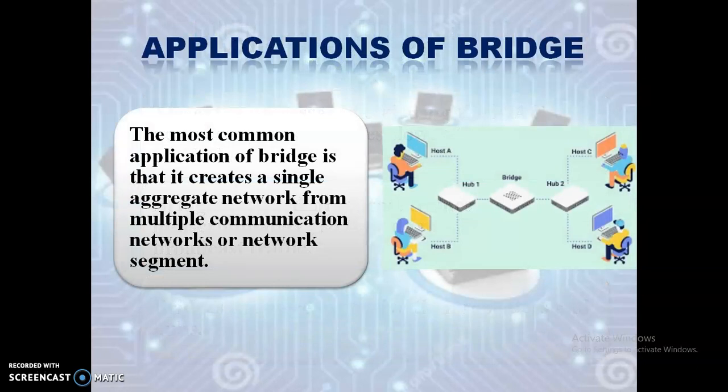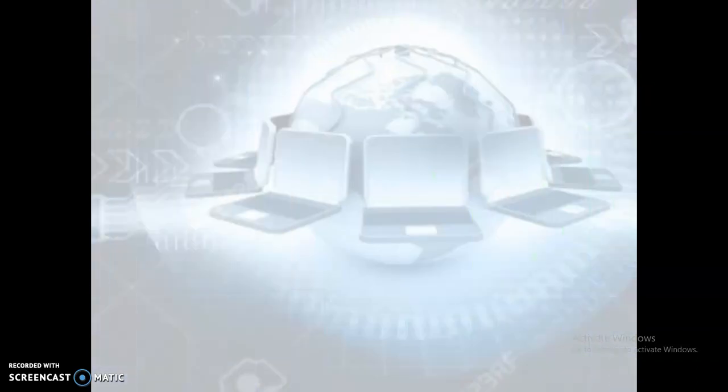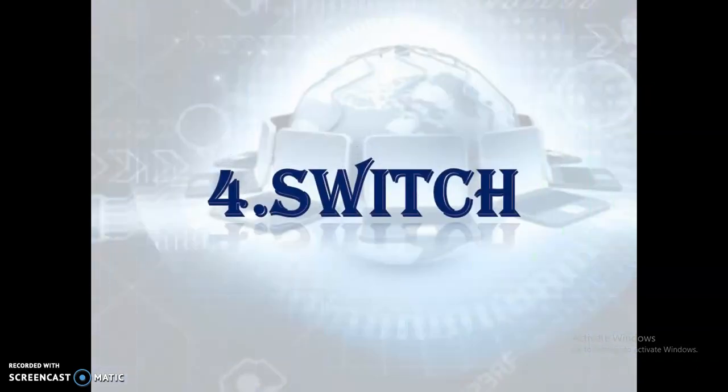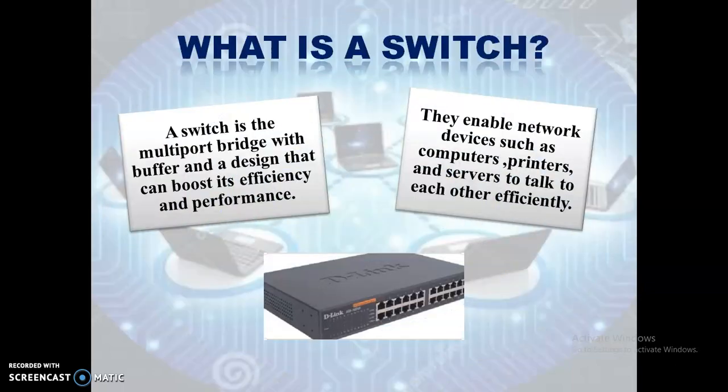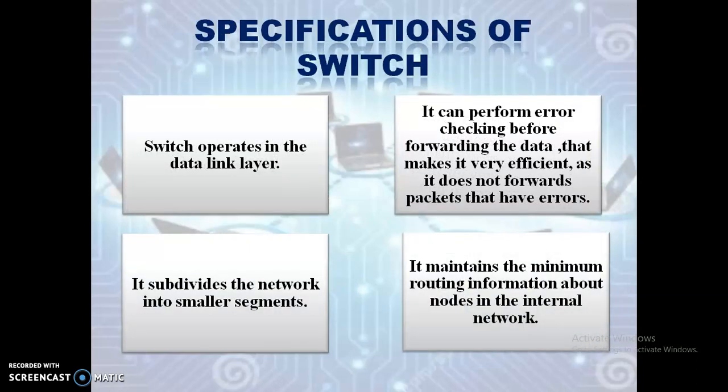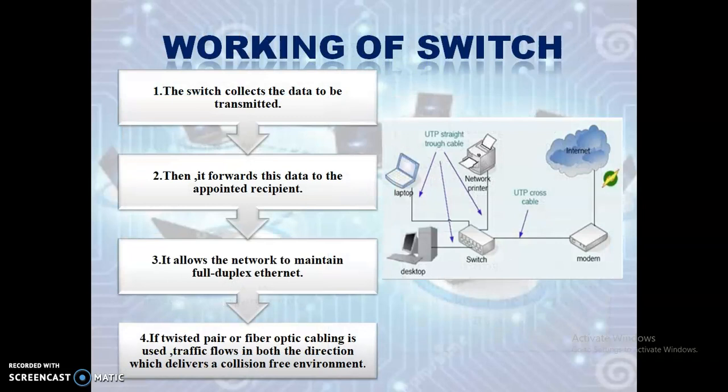The most common application of a bridge is that it creates a single aggregate network from multiple communication networks or network segments. The next networking device is the switch. It is a multi-port device with a buffer and a design that can boost its efficiency and performance. It operates in the data link layer and it subdivides the network into smaller segments. Its working is explained in the slide.